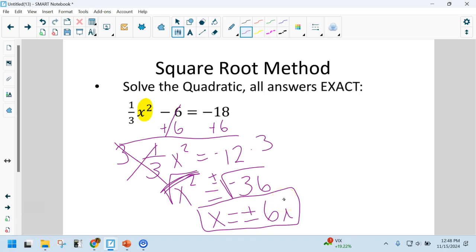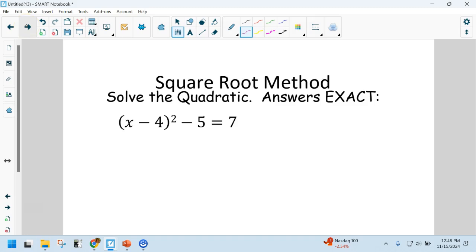Because i is what we get when we break down that 36 into a negative 1 and a 36. The square root of 36 is 6. The square root of negative 1 is i. And so that's how we get the 6i. All right. This one doesn't exactly look like the same format, but the steps are the same.